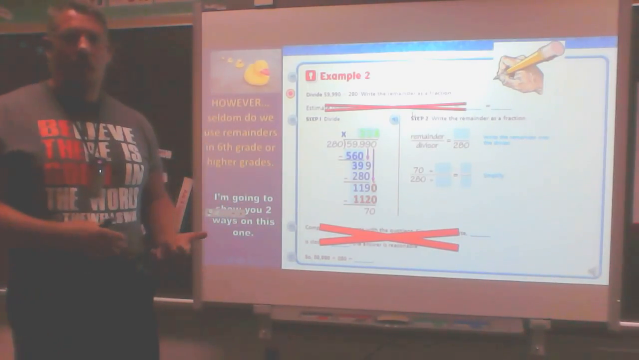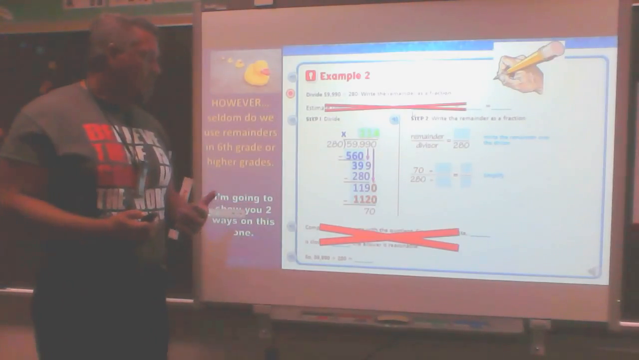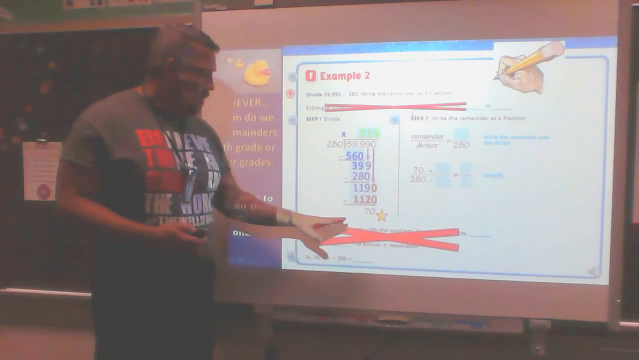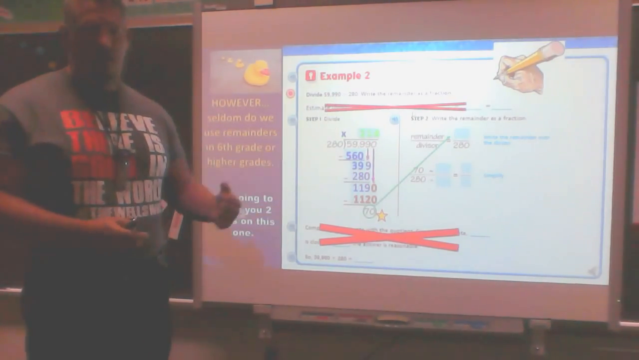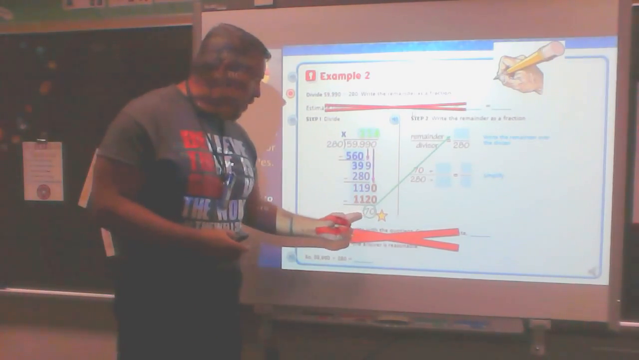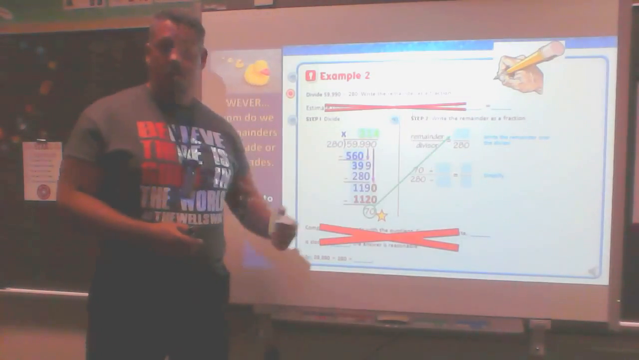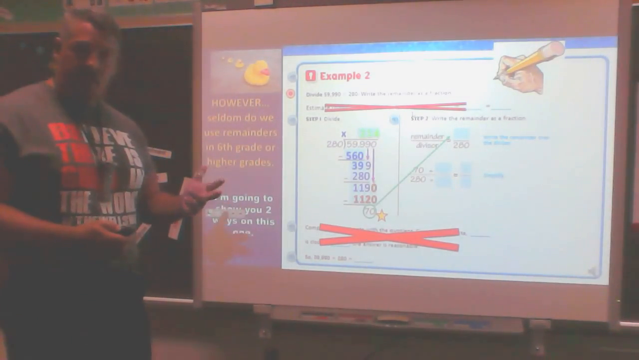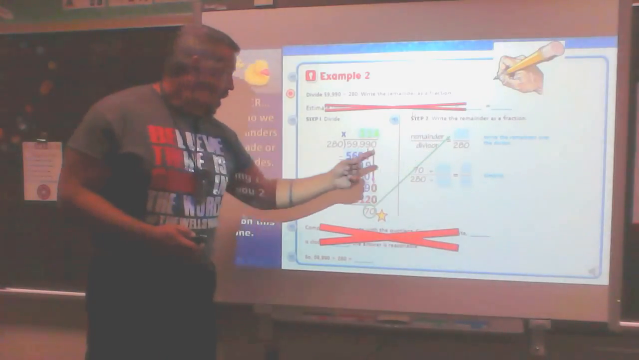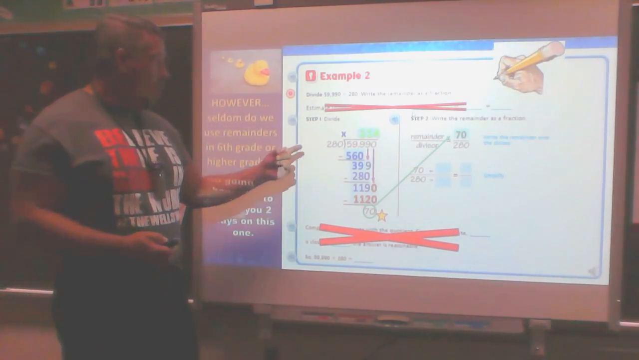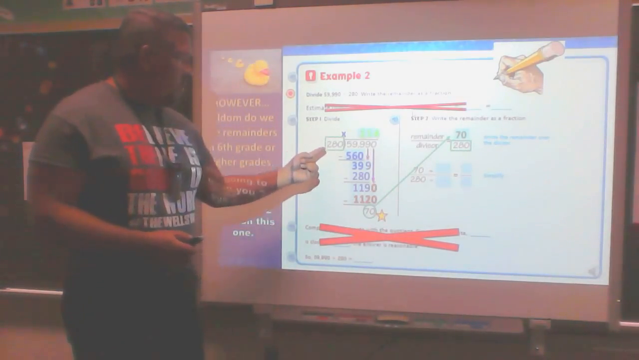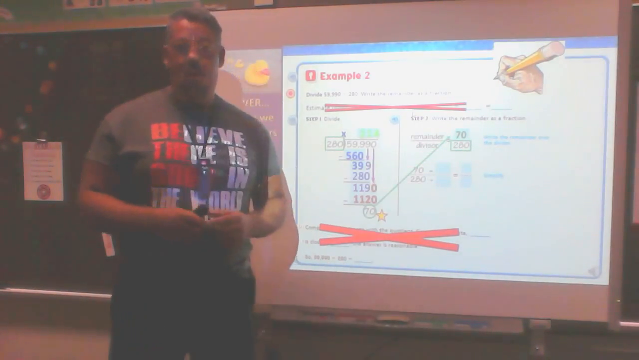Well, it's not difficult. I just have to remember a couple steps. First, as I'm doing it, my remainder is always going to be the numerator of my fraction. So what is left, I'm going to put on top as my numerator. The second step is that my denominator is always my divisor. It's always going to stay the same. So my divisor is 280, I'm going to put it over 280.